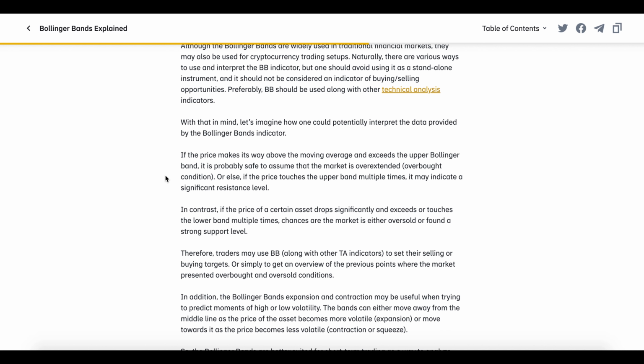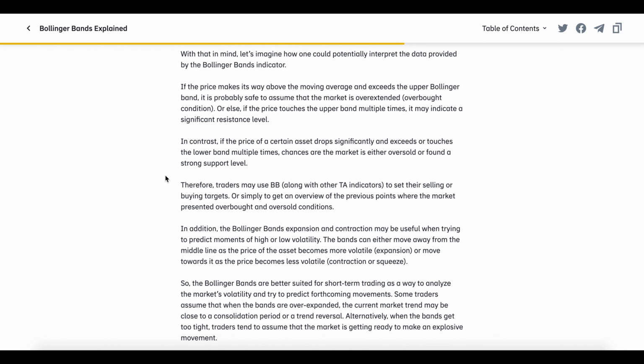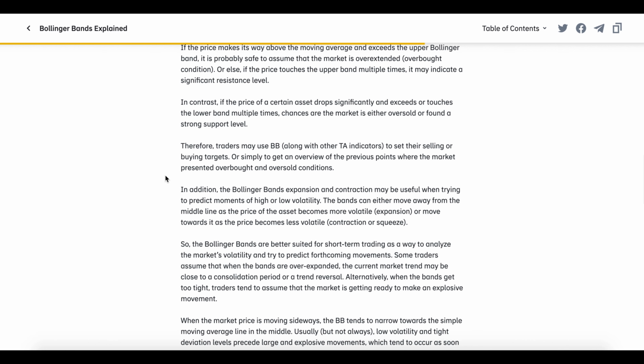If the price makes its way above the moving average and exceeds the upper Bollinger Band, it is probably safe to assume that the market is overextended, an overbought condition. Or else, if the price touches the upper band multiple times, it may indicate a significant resistance level. In contrast, if the price of a certain asset drops significantly and exceeds or touches the lower band multiple times, chances are the market is either oversold or found a strong support level.